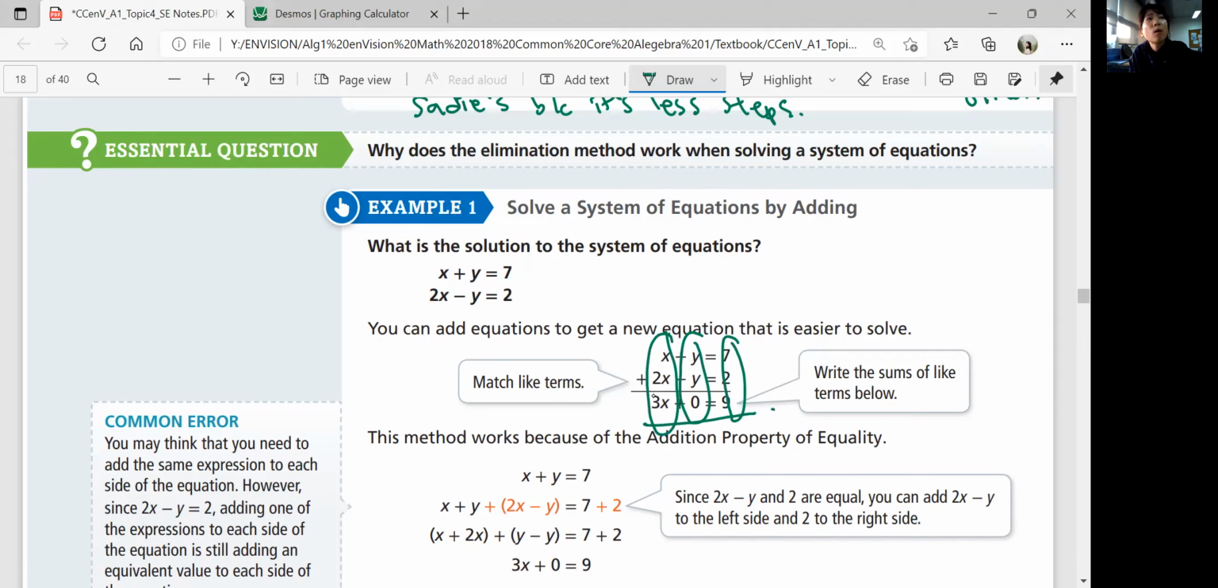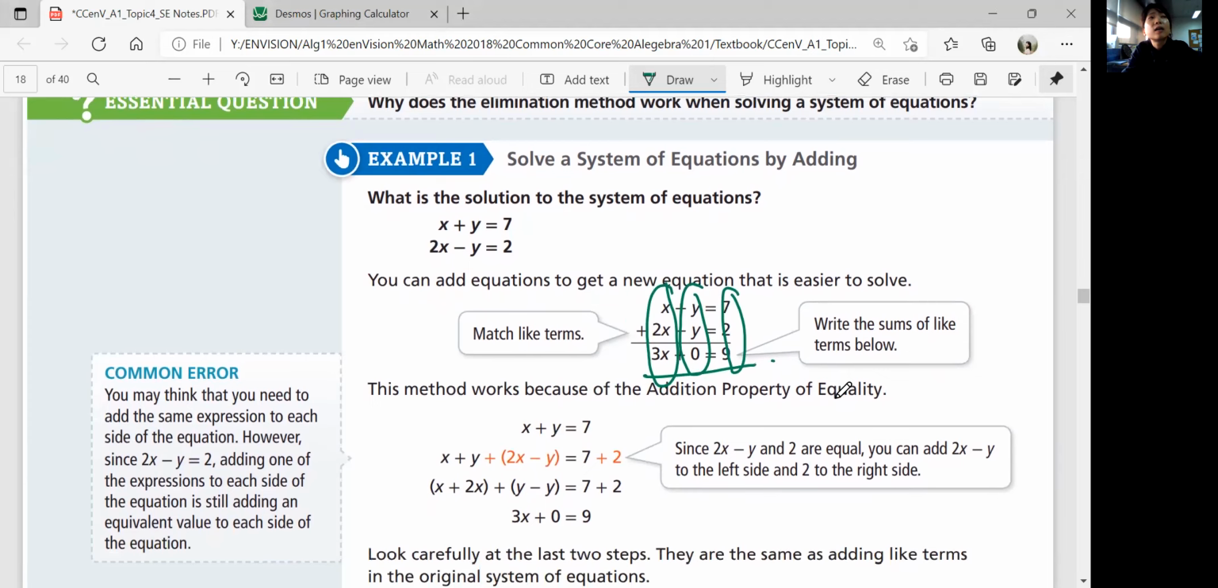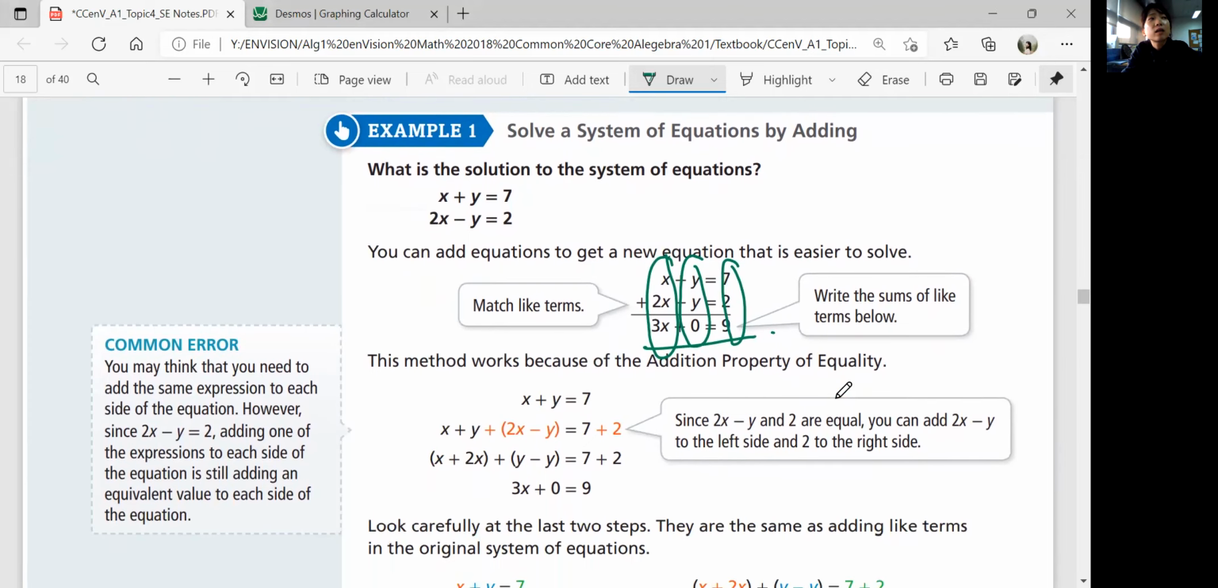Okay. Why do we do this? Because if we do that, we get rid of the y's. Okay. If you add the whole equation, then it is solving for an intersecting point. Okay. This method works because of the addition property of equality.